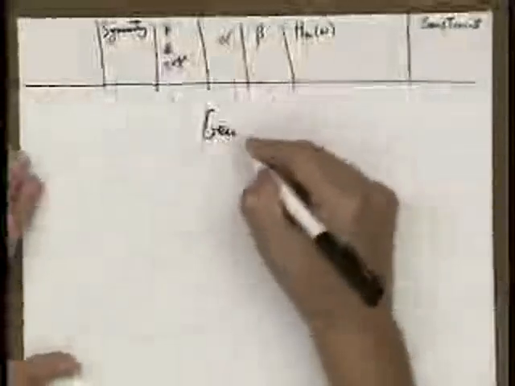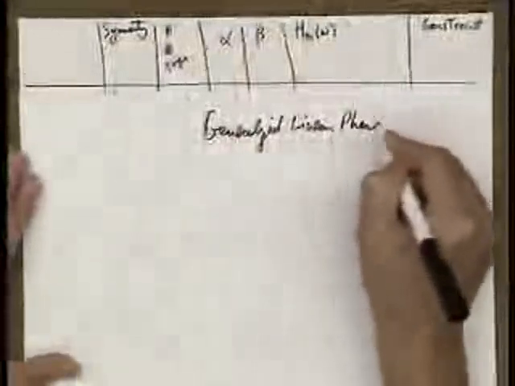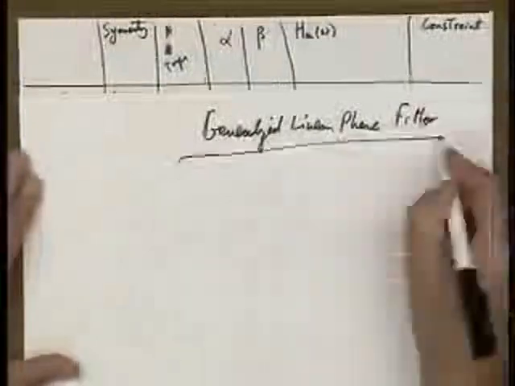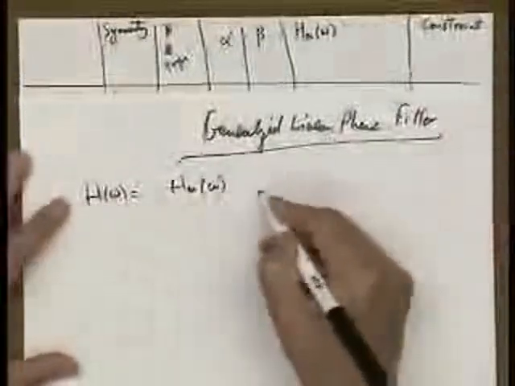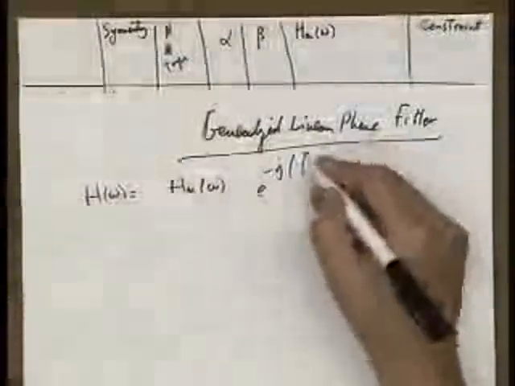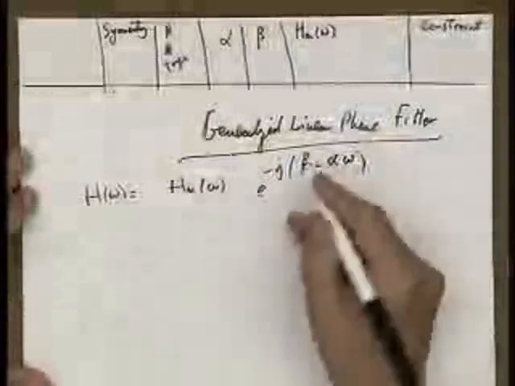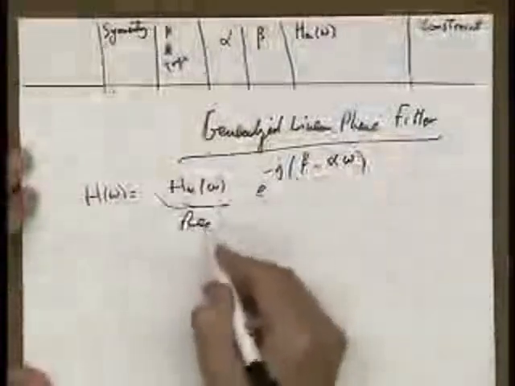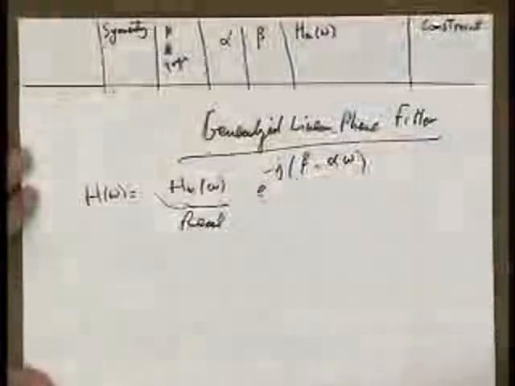Well, just as a reminder, if we define a generalized linear phase filter, then H of omega is equal to some H sub m of omega times e to the minus j, let me make my definition precise, beta minus alpha omega. This H sub m of omega is the thing that we called real. In this situation, you can show it's given by the following summation.